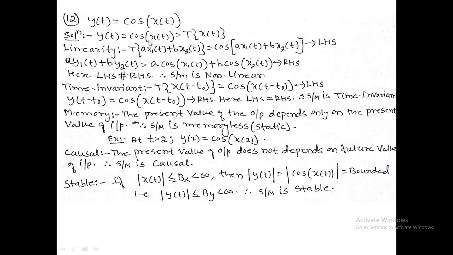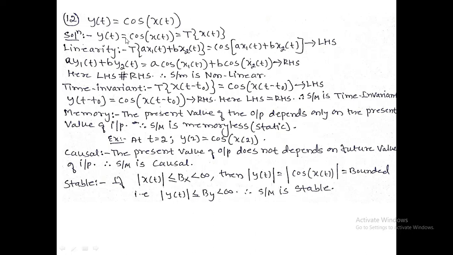y1 of t equals cos of x1 of t. y2 of t equals cos of x2 of t. Substitute this y1 of t and y2 of t here, we will get this equation. This is RHS. Comparing LHS and RHS, both are not equal and the system is non-linear. Go for time invariant. The system operating on the input signal x of t minus t naught. t naught is not defined in the problem, hence we can consider t naught here.